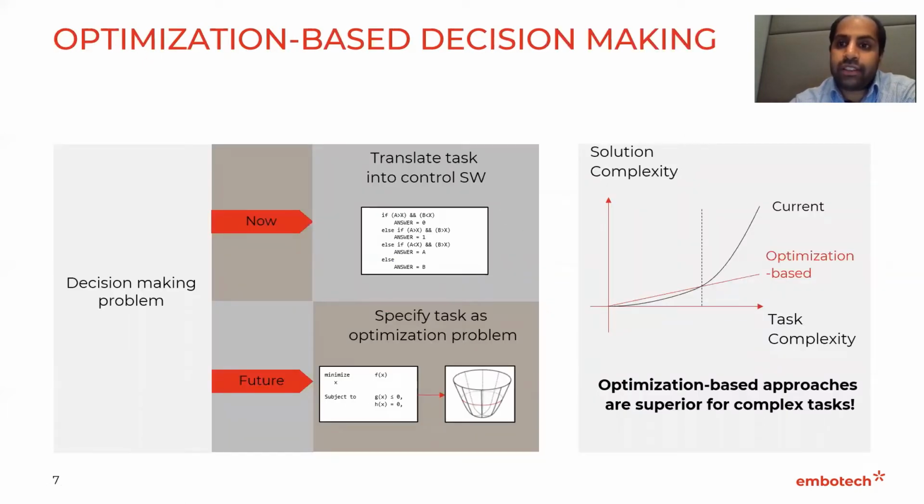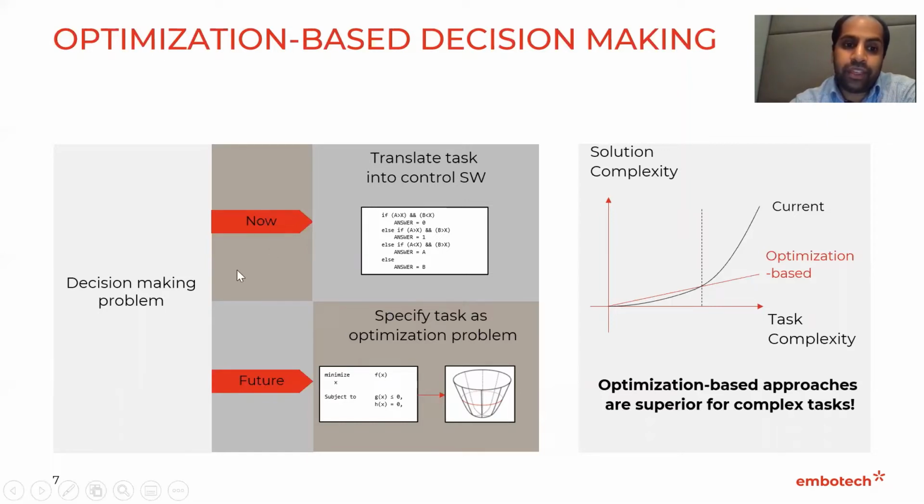And what is actually the reason that we do this optimization-based, let's call it in general, decision making? So we have this decision making problem, and what is the standard in the industry still is that you translate your task into some control software. In some cases, this might be that you have a lot of if-else statements, and depending on what happens, you change it. It might also be a lookup table-based controller, where depending on the operating point, you also change your parameters. But it is very, very dependent on different states.